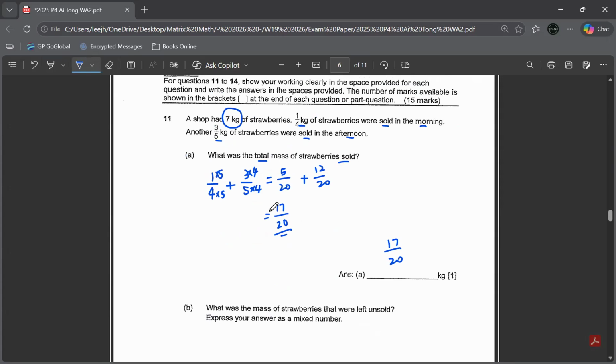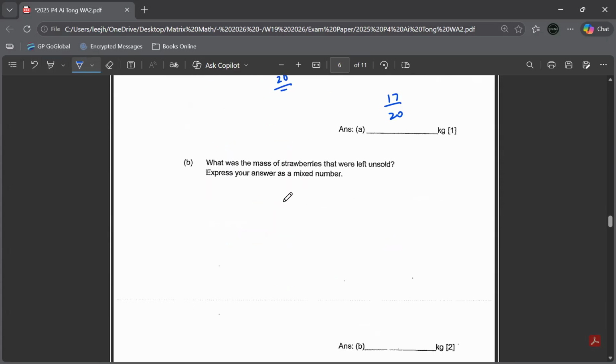So the shop is only selling 17 over 20 kg of strawberries. So I have to subtract 17 over 20 from the whole number 7. I'm going to express this as a mixed fraction because we're subtracting a fraction here. We cannot just take 7 wholes like that. We have to express 7 wholes as a mixed number.